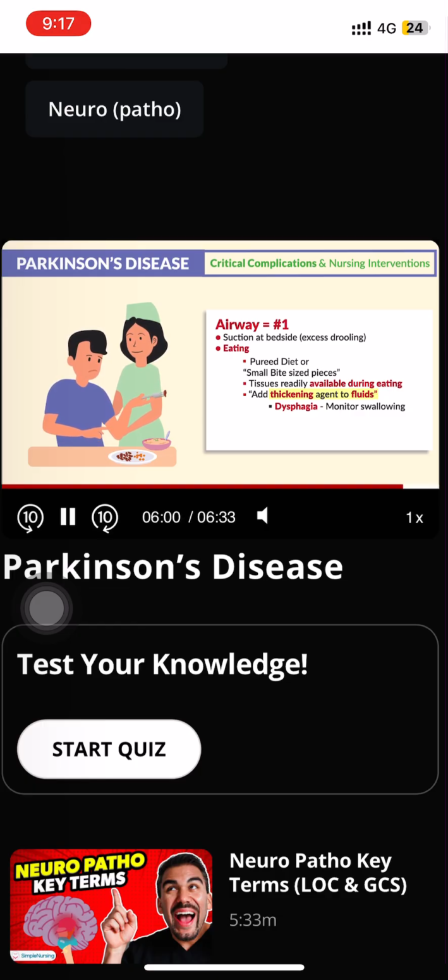Now, Hesse had a question about how to maintain safety and also prevent constipation and malnutrition with Parkinson's. Select all that apply. So the correct options were to cut the food into bite-sized pieces, make tissues readily available during eating, and include whole grains and fruits in the diet for that constipation.